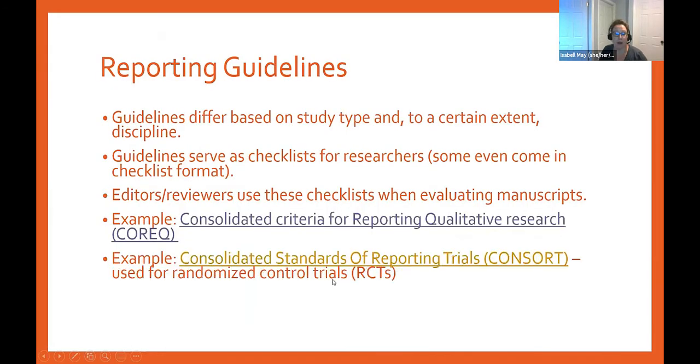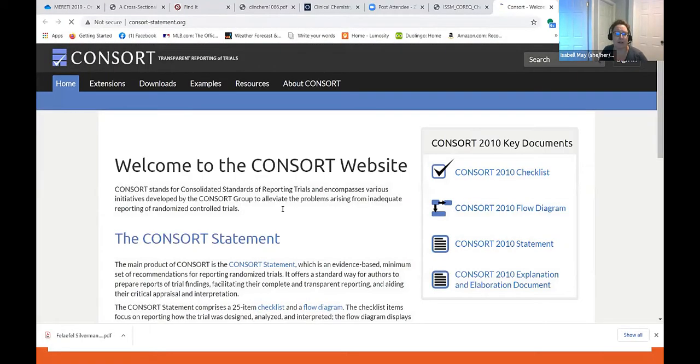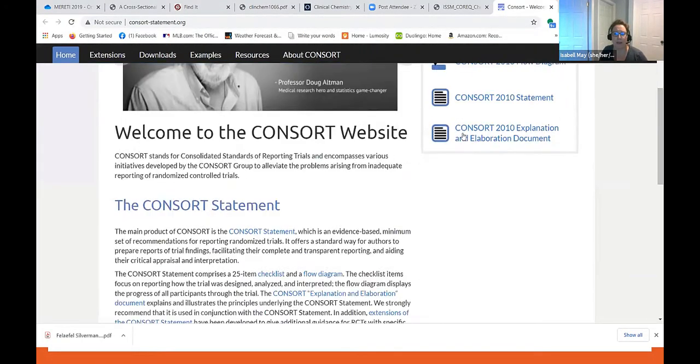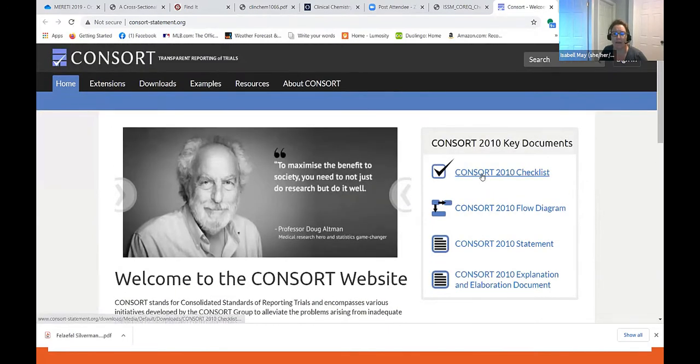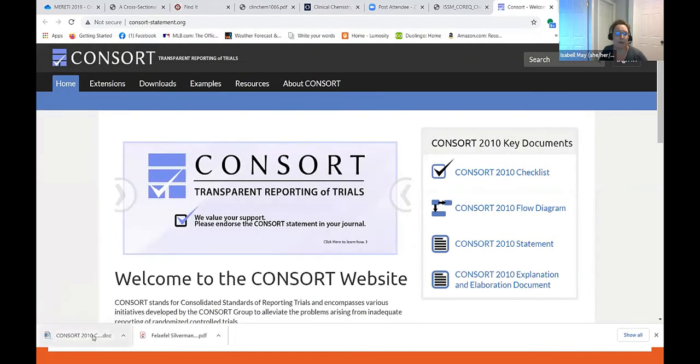There we are. I also have this for the CONSORT, which most of you should be very familiar with, the Consolidated Standards of Reporting Trials, CONSORT for randomized controlled trials. Let me click on this for you. Here's the CONSORT website. You have a checklist here, you have a flow diagram. Let me click on the checklist briefly. Oh, it's a document. Let me open it up for you.